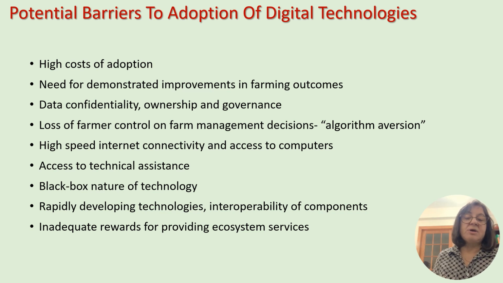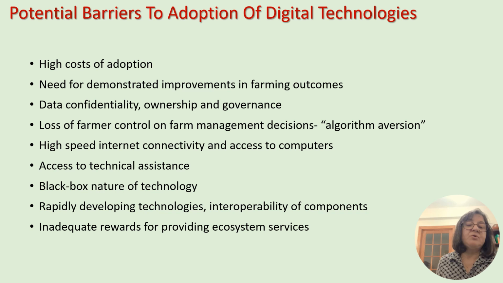There are many barriers to adoption of digital technologies, including the high costs and the need for demonstrated improvements. Additionally, there is concern about loss of data confidentiality, ownership, and governance with AI technologies, where a lot of this data might be gathered just through the normal farm operations. Farmers may also be concerned about losing control of their farm management decisions and relegating that to an algorithm. Access to technical assistance and broadband technology can also influence adoption.